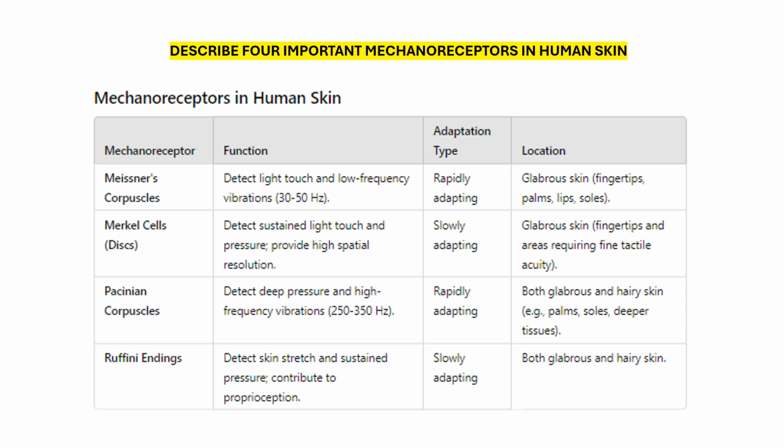Ever felt the fine texture of fabric with your fingertips? That's your Meissner's capsules at work, and they are rapidly adapting, which means they quickly respond to change in stimuli, making them perfect for detecting moments of fleeting touch.